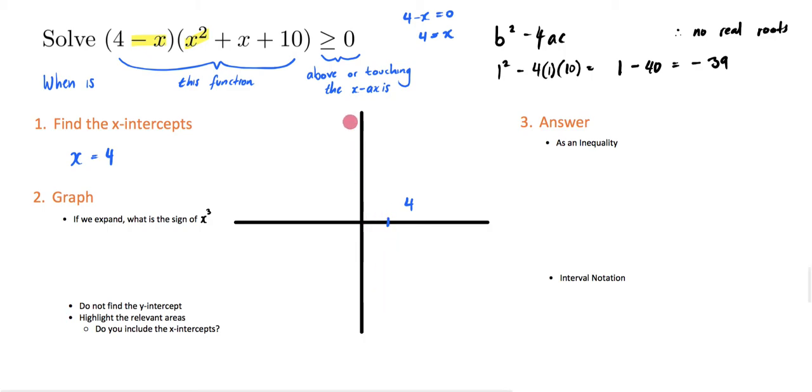Oh, let me try that again. We can make this prettier. Something like that. That's actually a beautiful graph right there. But remember, the graph isn't the answer, so it doesn't need to look pretty.